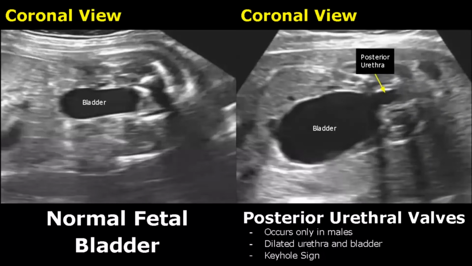In posterior urethral valves, membranes form in the urethra which cause the posterior urethra and the bladder to become dilated. This only occurs in males and this appearance has a special name known as the keyhole sign.